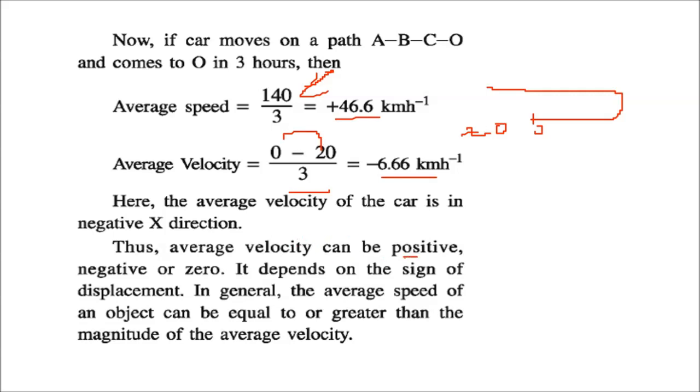So the average velocity can be positive, negative or 0. It can be 0. So it depends totally on the sign of the displacement, and in general the average speed of the object can be equal to or greater than the magnitude of average velocity. It will not be less.